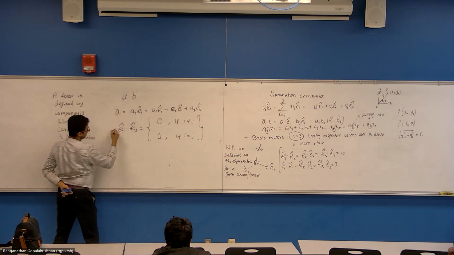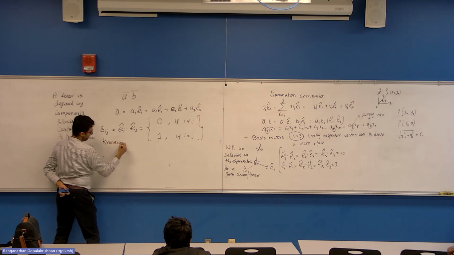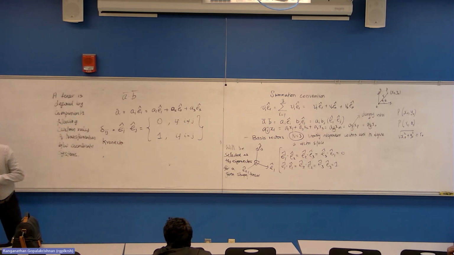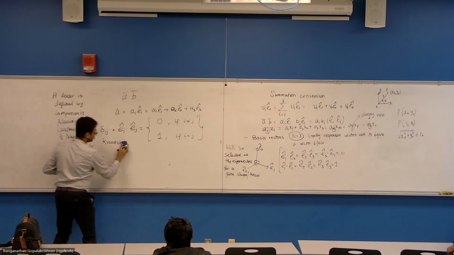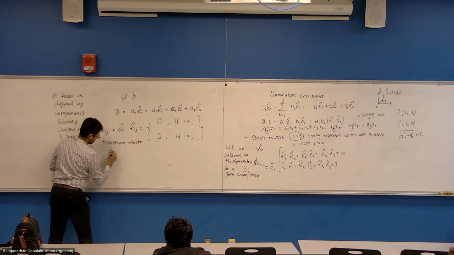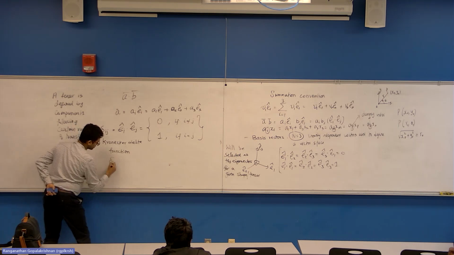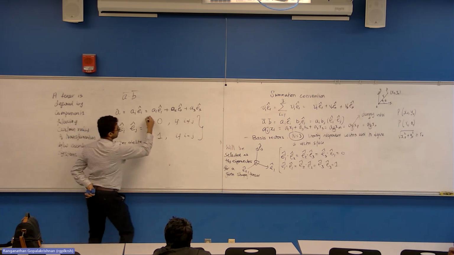is given a name. This is called delta ij, the Kronecker delta function. So wherever delta ij appears, you can just take that this is the meaning.